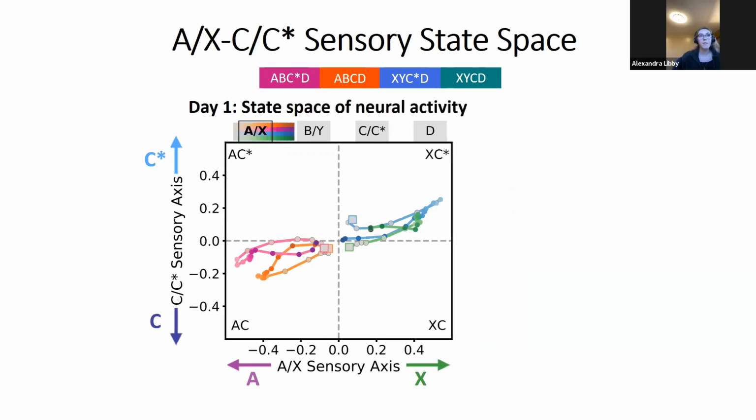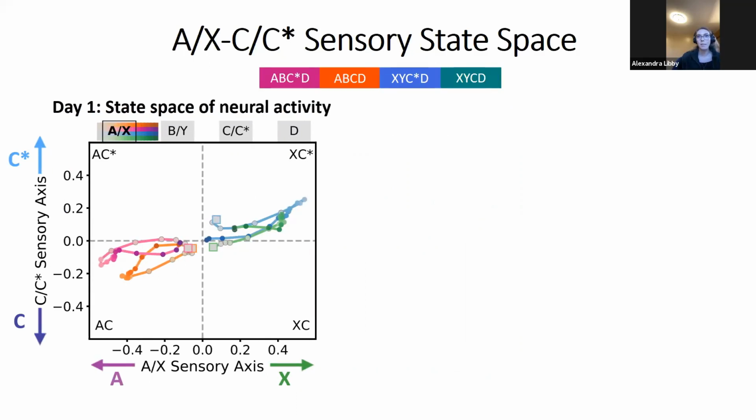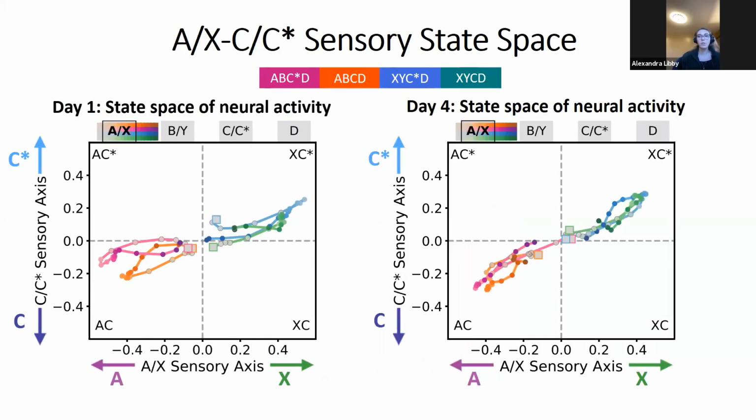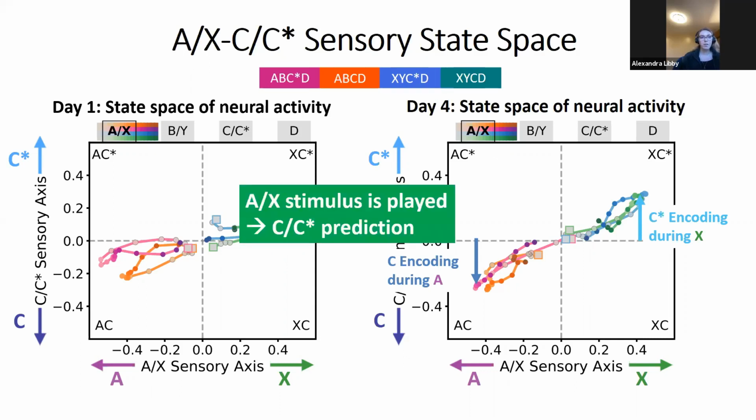So let's look at day 4 after the animal has experienced the sounds, and you'll notice the trajectories happen at an angle. So what I mean by this, for example, if you look at the blue and green trajectories, this is when X is played. They move to the right, but they also move up. In other words, they're encoding C prime when X is played. And likewise, when A is played, we see an encoding of C. In other words, there's a prediction of C or C prime when the AX stimulus comes on at the very beginning of the sequence.